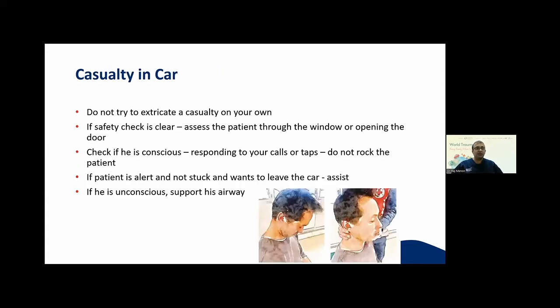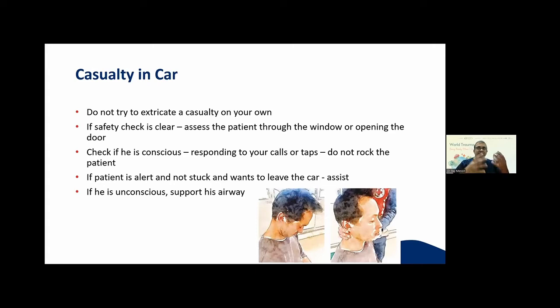Now, I'm going to go through a few scenarios, and again, some of it is drawing on my own experiences when I see people at the roadside. So let's say you have a casualty in the car. There are a couple of possibilities here. Sometimes a casualty can be stuck in the car. That means they can't be extricated, and they're really just stuck where they are.